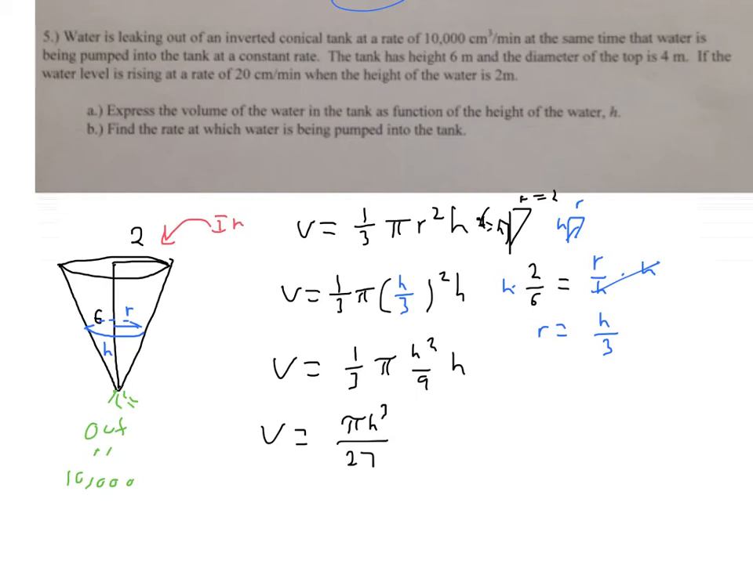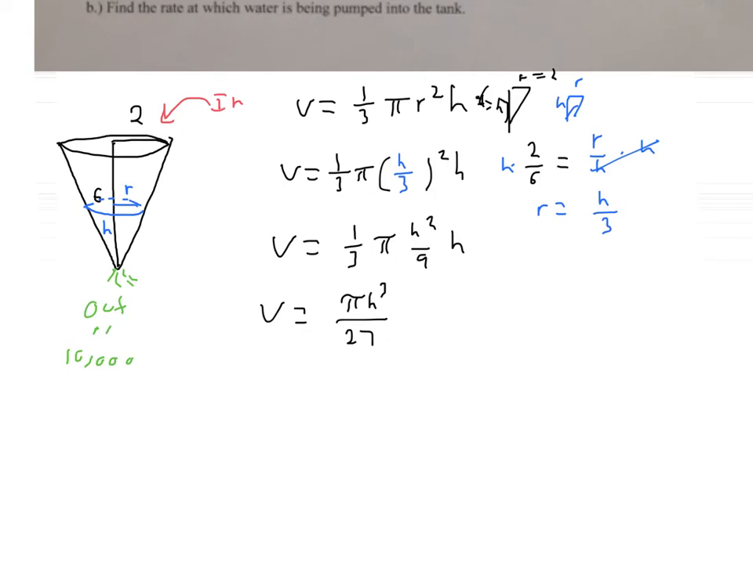So the overall change in volume, dV dt, is equal to, take the derivative of both sides, 3 pi h squared over 27 dH dt. The change in the volume, I guess we can think about it as the rate in minus the rate out. Because it's going in at a certain rate, it's coming out at a certain rate, so the overall change in volume is that in minus the out.